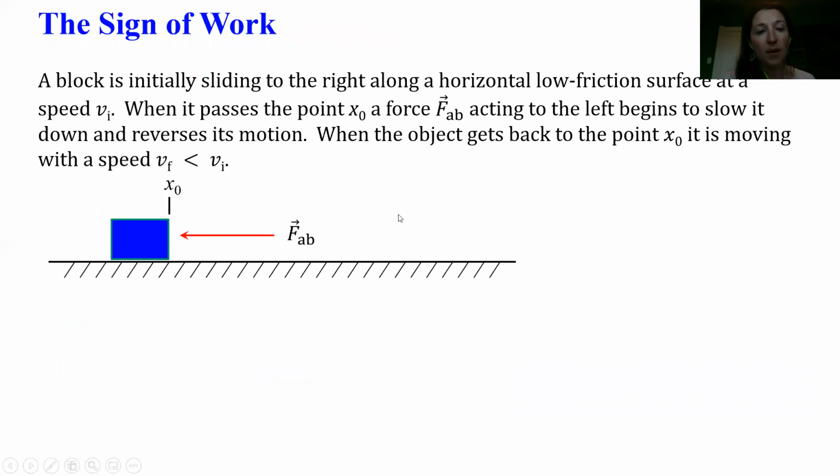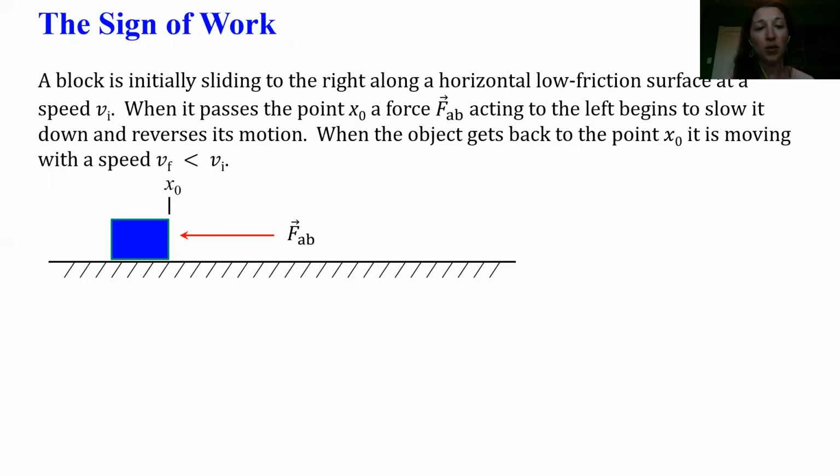Let's try wrapping our heads around how work works, no pun intended, with a new example. So here we're going to have a block that's sliding on a low friction surface. What we mean there is that friction is negligible, so we don't have to worry about it. It's going to pass a point x naught, and then some force that we don't know what it's due to. We've just labeled it A, but we don't know what this force is due to. It could be a spring, it could be a person, who knows.